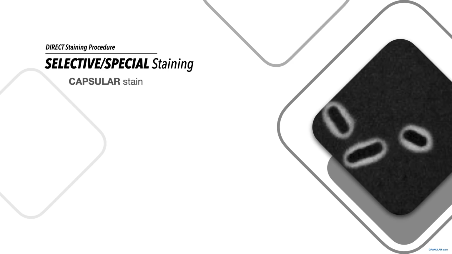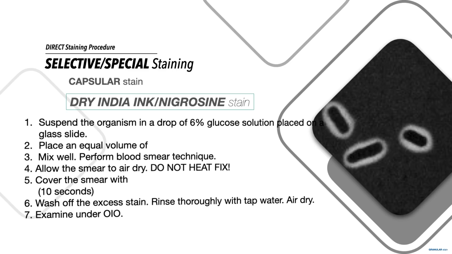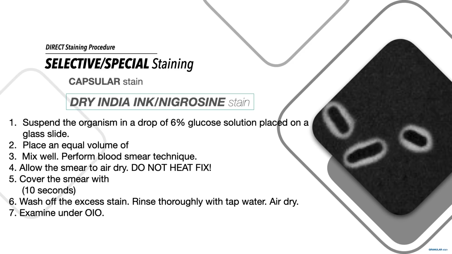So, the most routinely used na procedure for your capsular stain is your dry India ink or nigrosin stain. Guys, this is actually an example of an indirect staining. Okay? What happens here, ma'am? So, what we do is we suspend the organism. We take a bacterial sample in a drop of 6% glucose solution placed on a glass slide. Now, what is the glucose solution for?